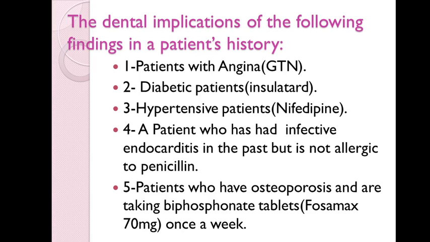So let's start now. Patients with angina, of course, take glyceryl trinitrate. Diabetic patients take insulator, which is insulin. Hypertensive patients take nifedipine. For patients with infective endocarditis, we're going to see the effect of the drug on this patient. And also we're going to talk about patients with osteoporosis taking bisphosphonate tablets, or Fosamax, 70 milligrams.